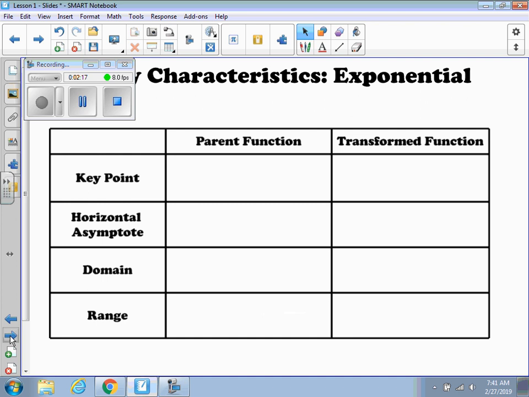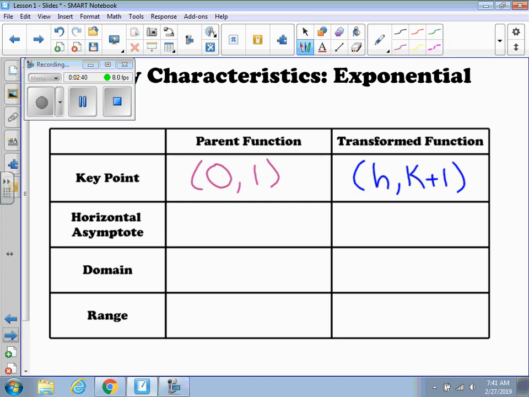Our key point on our original parent function graph is 0, 1. The key point on your transformed graph is going to take the form of h, comma, k plus 1. The horizontal asymptote of the parent function is at y equals 0, right along the x-axis. For the transform function, it's going to be at y equals k.